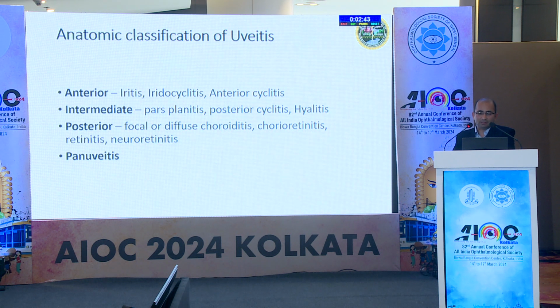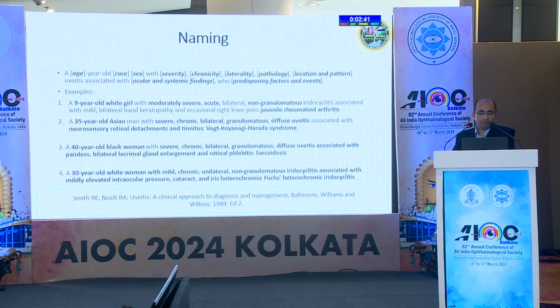Anatomic classification is also very important. So these are some examples of how we exactly do it. The example is there: a 9-year-old white girl with moderately severe acute bilateral non-granulomatous iridocyclitis with mild bilateral band-shaped keratopathy and occasional right pain. So this will lead us towards a diagnosis that this can probably be JIA.